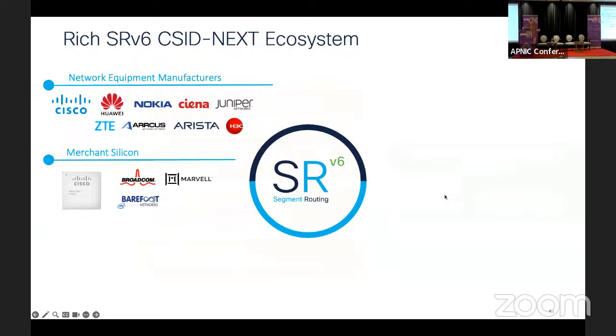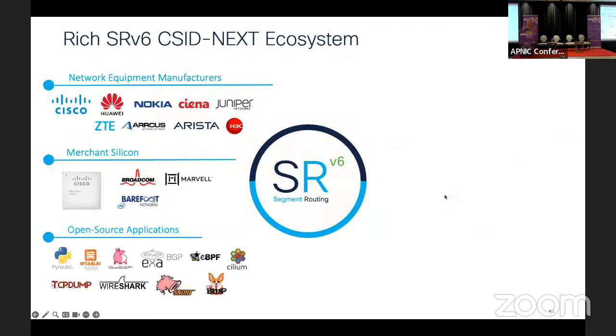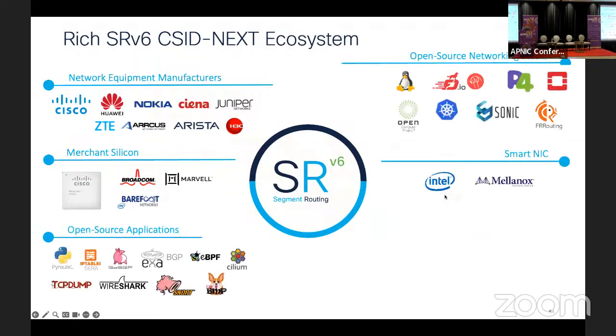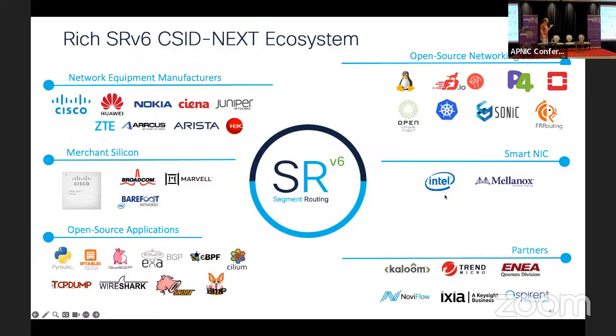SRv6 is widely, not just deployed, this is widely available. Not just with the network equipment manufacturers, there are a lot of merchant silicon providers which support SRv6 natively in their SDK. And if I say SRv6, I'll always mean the microSID, so CSID next, because I don't think it makes any sense to deploy anything like full SID or any other crazy compression.